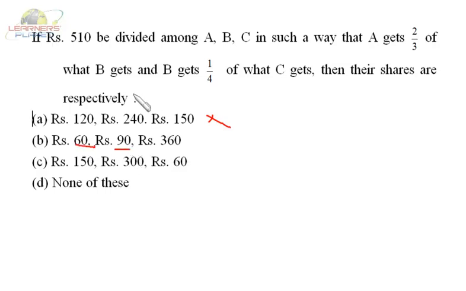Now just see, B gets 1/4 of C. That means B is getting 90 and C is getting 360. So even it is correct. Now let's see whether their sum is 510 or not. Now 360 plus 90 is 450. 450 plus 60 is 510. That means all the conditions are fulfilled. Hence it is the correct choice. So actually no paperwork is required.